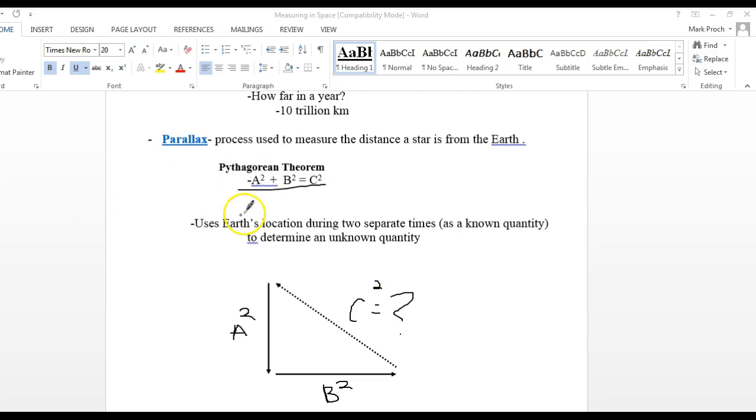Okay, and how they do this is they use Earth's location at two separate times and then determine the unknown quantity that they don't know. And let me show you a picture of that to kind of explain it. This can be a difficult concept to understand, but hopefully this will help you.